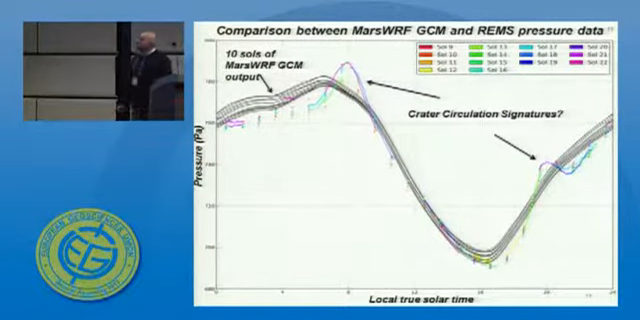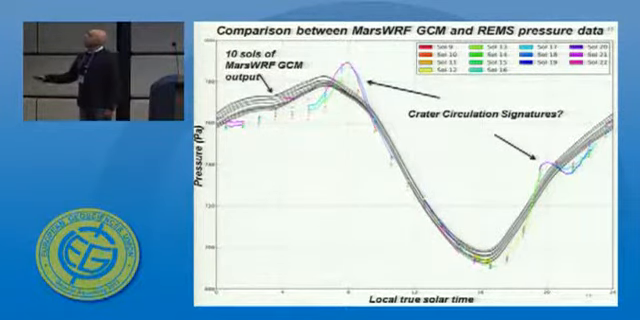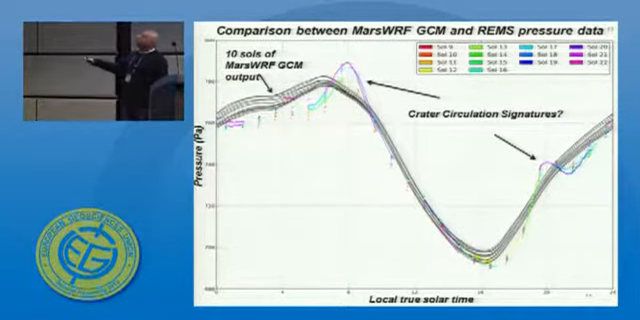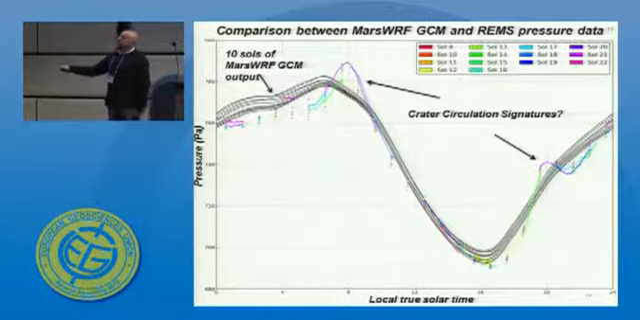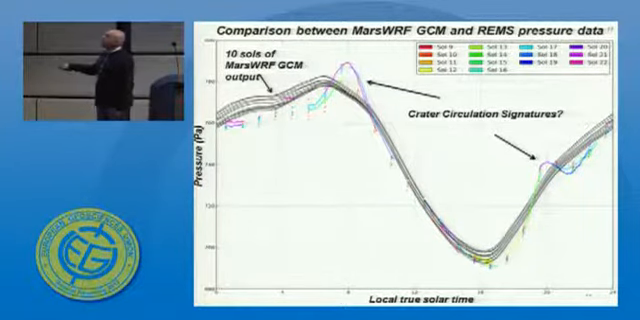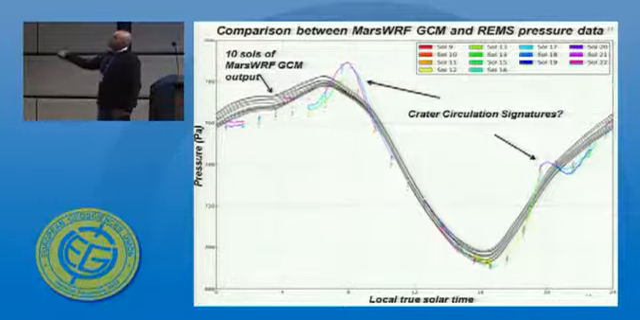This is a comparison between the Mars-WRF general circulation model and REMS pressure data, with a different color for different sols. You see that more or less the features are repeated nearly every day, with the maximum around 7:30 and the minimum around 4:30. And then there are some features in the data that are not reproduced, at least by Mars-WRF.